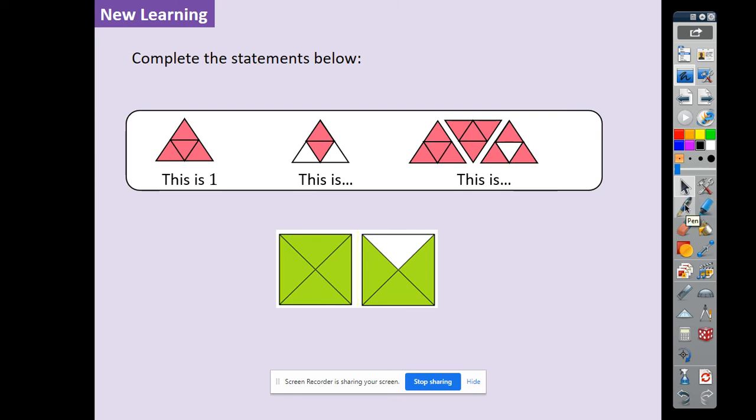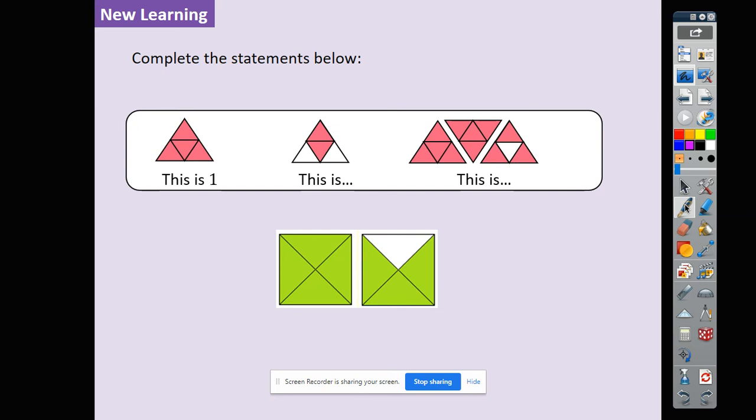So the first thing we're going to do is have a look at this as an improper fraction. So how many parts have I split this square into? We've split it into 4 parts. Okay. And how many have I got shaded? 1, 2, 3, 4, 5, 6, 7 quarters. So I have 7 quarters in total as an improper fraction.